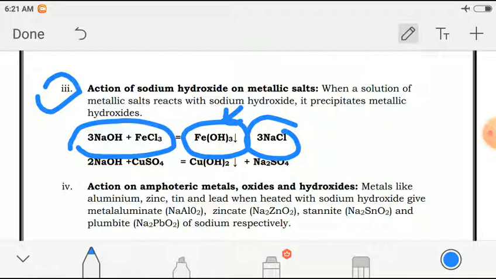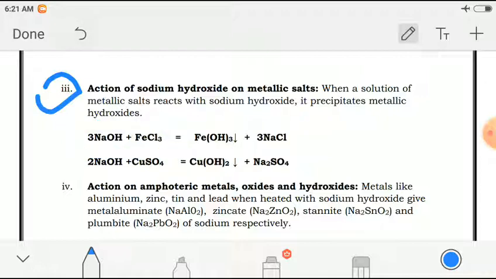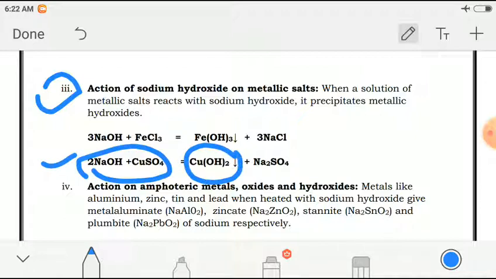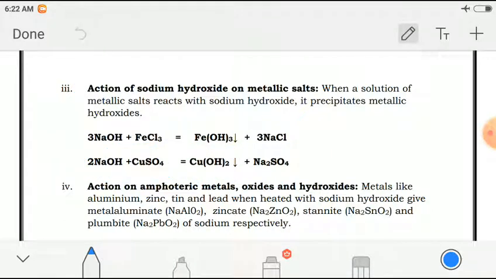Now the second reaction again, sodium hydroxide reacts with copper sulfate, formation of copper hydroxide and Na2SO4, sodium sulfate. Again the copper hydroxide, which is the precipitate of metal, will settle down at the bottom of the beaker. These are the two simple reactions of the sodium hydroxide and metallic salt.